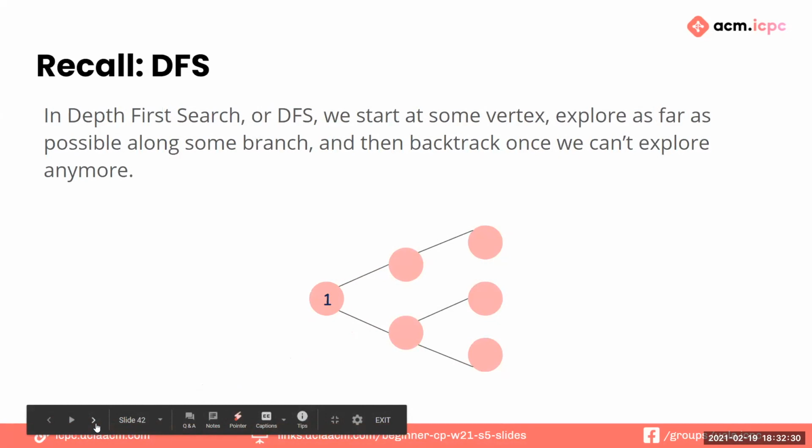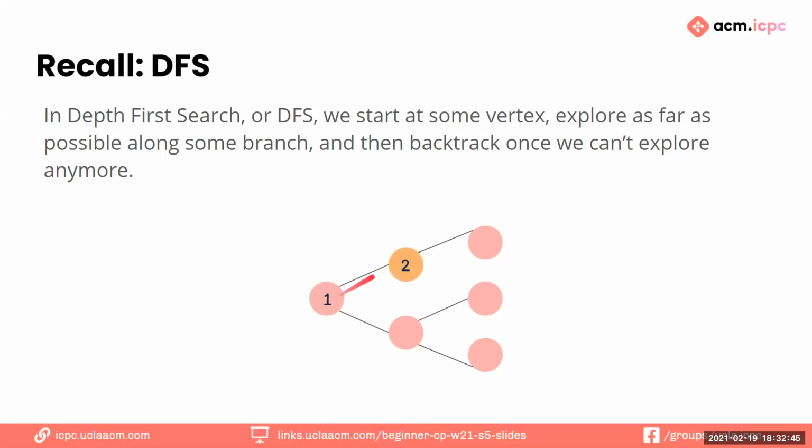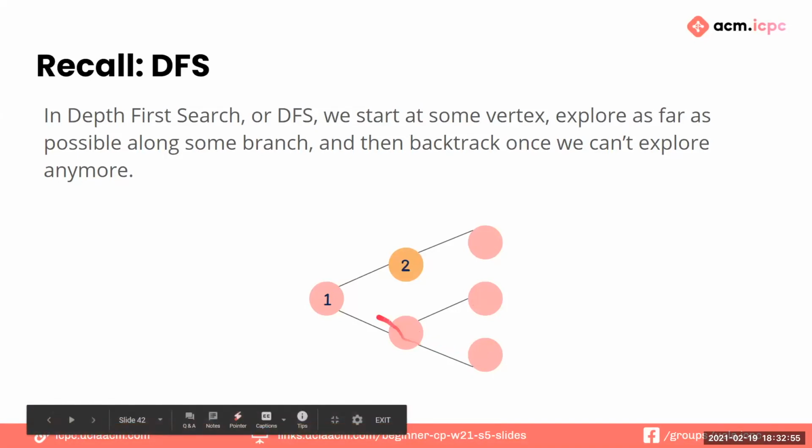And then for DFS, we start at some vertex. We explore as far as possible along some branch, and then backtrack once we can't explore anymore. So if we run DFS starting this way, we'd go 1, 2, 3, backtrack back to 1, and then go down 4, go up 5, backtrack, 6, and then we'd finish. We'll just run through the slide: 1, 2, 3, backtrack back to 1, 4, 5, backtrack to 4, and then go down to 6.